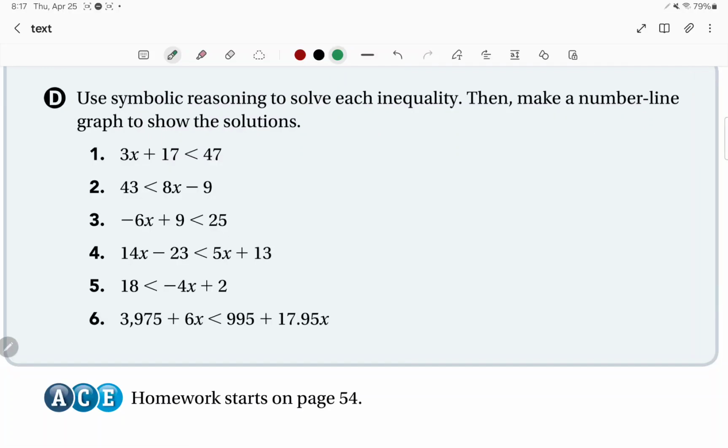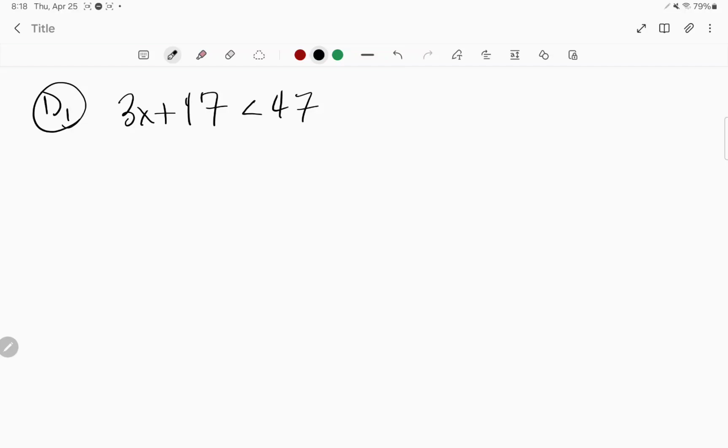So go ahead and go through and solve these. When it says use symbolic reasoning to solve each inequality, it just means to go through and solve. For example, let's do the first one together. So go ahead and write this first one, 3x plus 17 is less than 47, in your notes. And once we have it in our notes, remember that we treat it exactly the same as an equation, except if we multiply or divide by a negative, the inequality flips.